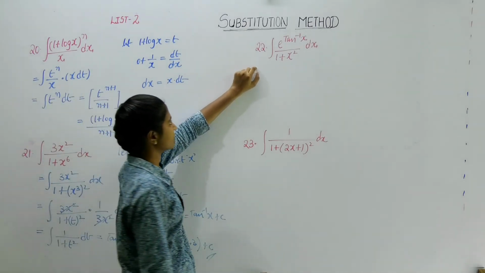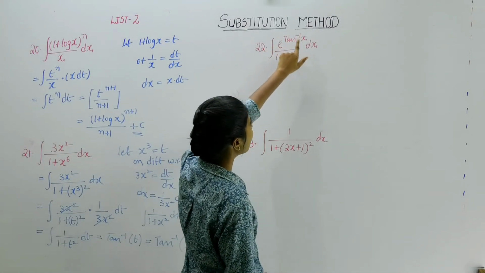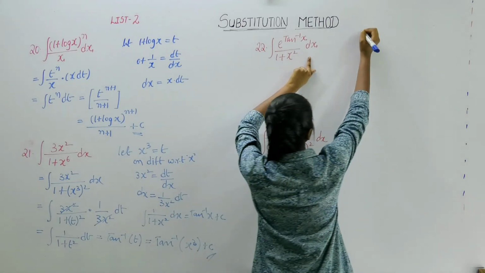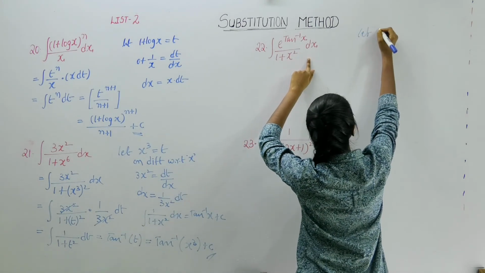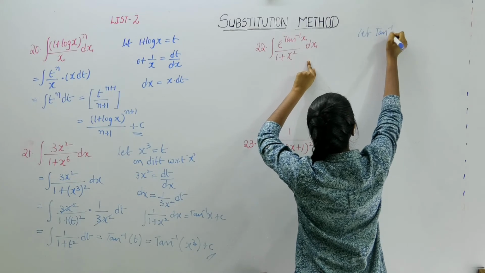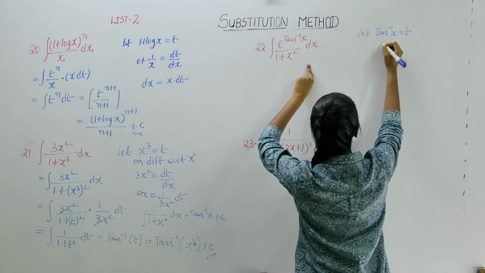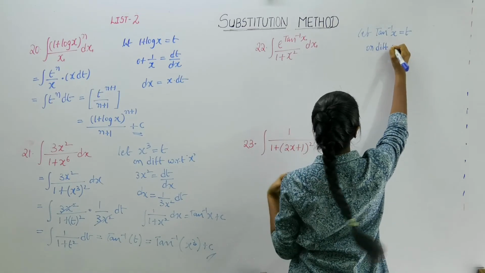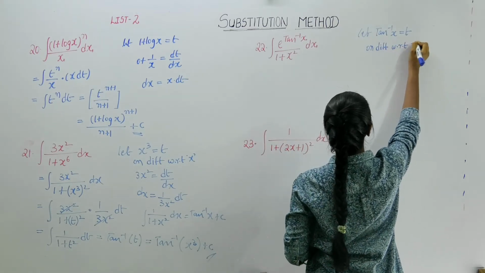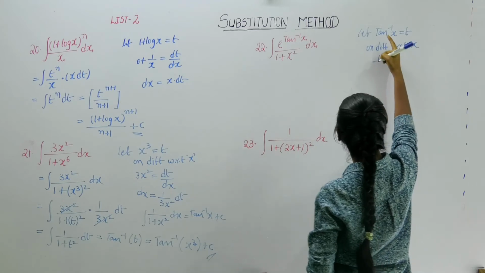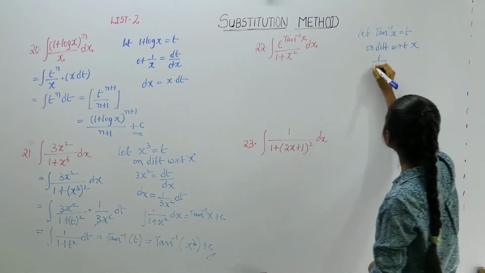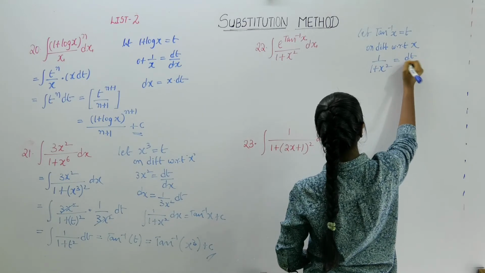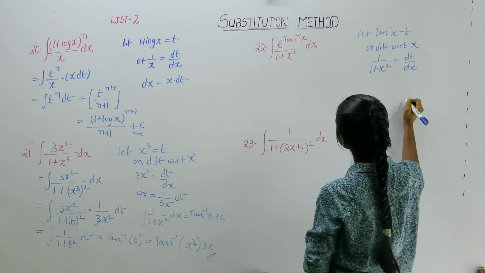Next, 22nd question. Integral e power tan inverse x by 1 plus x square dx. To solve this, let us assume tan inverse x is equals to t. On differentiating with respect to x on both the sides, d by dx of tan inverse x is 1 by 1 plus x square is equals to dt by dx.